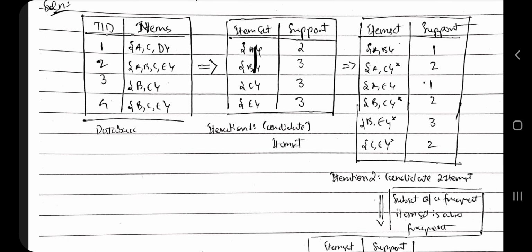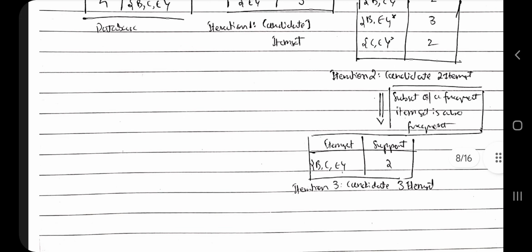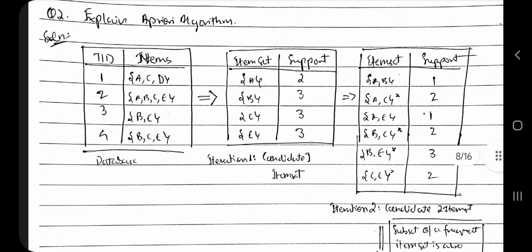Then we'll do the combinations of these. AB, how many times did it appear together? AC, how many times? AE, like that. BC, BE, and CE. After that we again apply the threshold. We eliminate those which are not frequently occurring. Based on that we go on until we reach a point where only one item set is left. That is the most frequent item set. Like that we calculate using the Apriori algorithm.